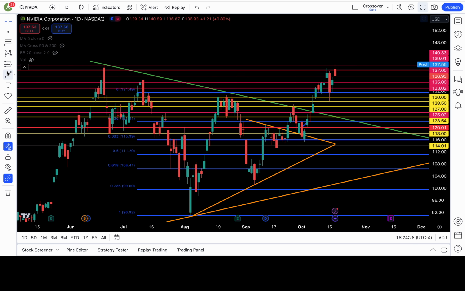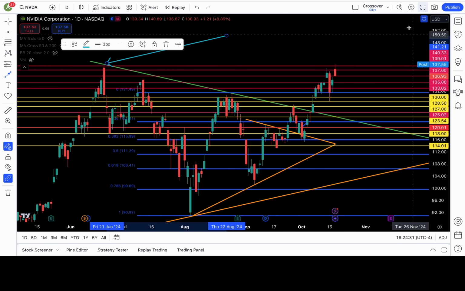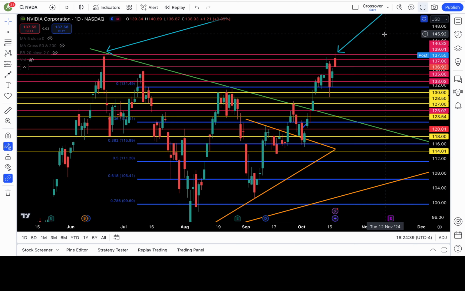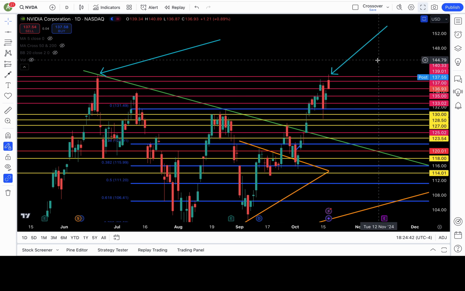NVDA, gotta watch out for this double top. We hit a level, a previous high back in June. Got selling pressure once again. Okay. And if we start breaking down more support levels or even gapping down below 137, 135, that's bearish.